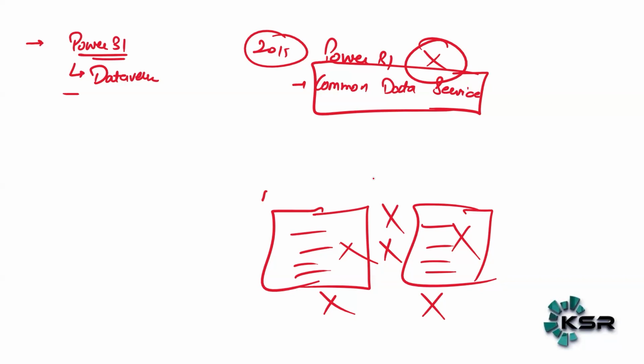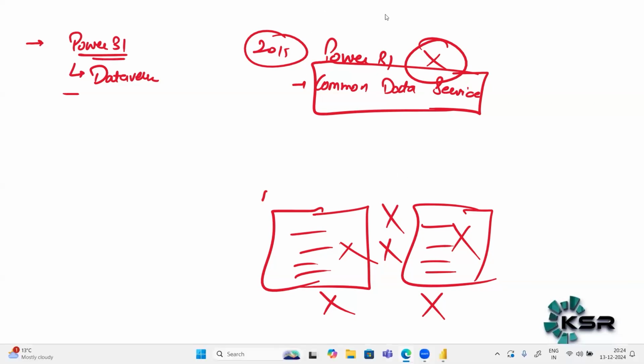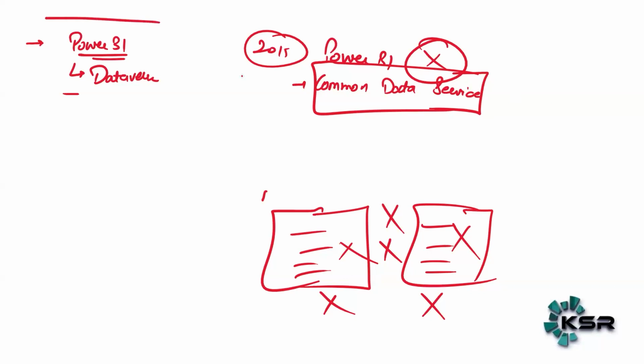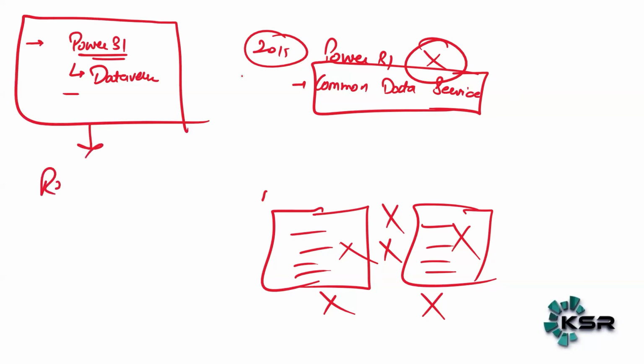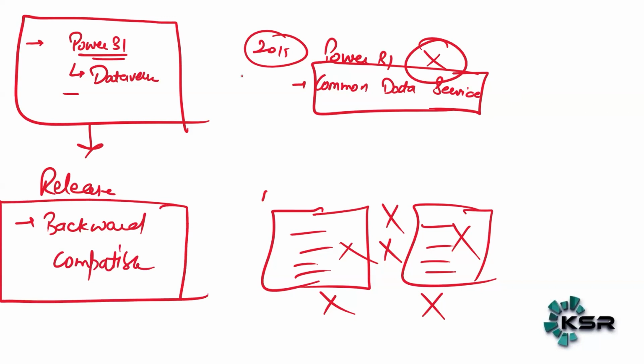Yeah. Okay, so what I was saying, the reports already existing with this connection will start breaking if the data source itself gets removed. The principle of software development is that whenever you release a new product, it should be backward compatible. That is the term, backward compatible. What it means is, whatever was working in the previous releases should not be affected.